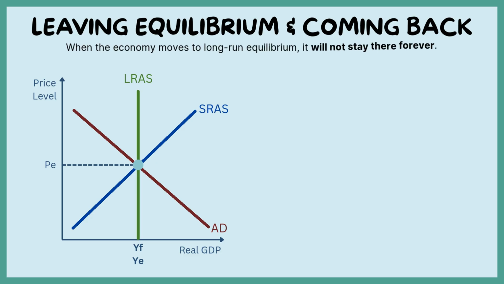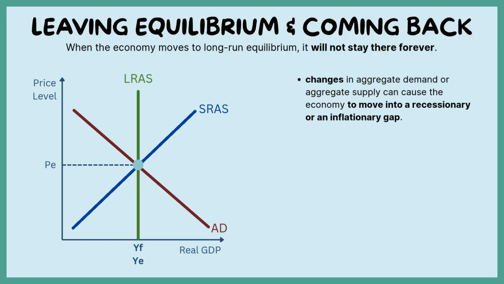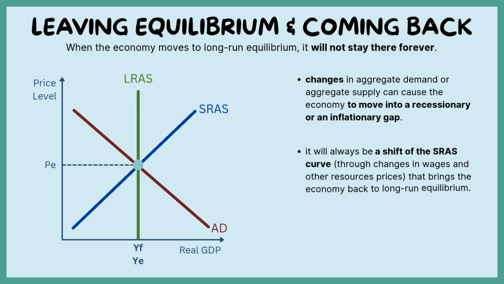When the economy moves to long-run equilibrium, it will not stay there forever. Changes in aggregate demand or aggregate supply can cause the economy to move into a recessionary or an inflationary gap. Nevertheless, no matter the cause, it will always be a shift of the short-run aggregate supply, through changes in wages and other resource prices, that brings the economy back to long-run equilibrium.